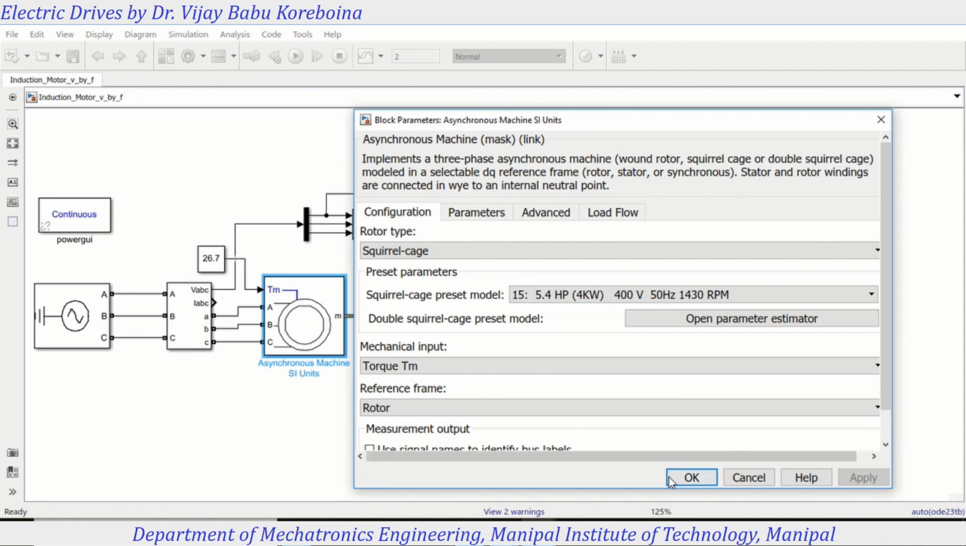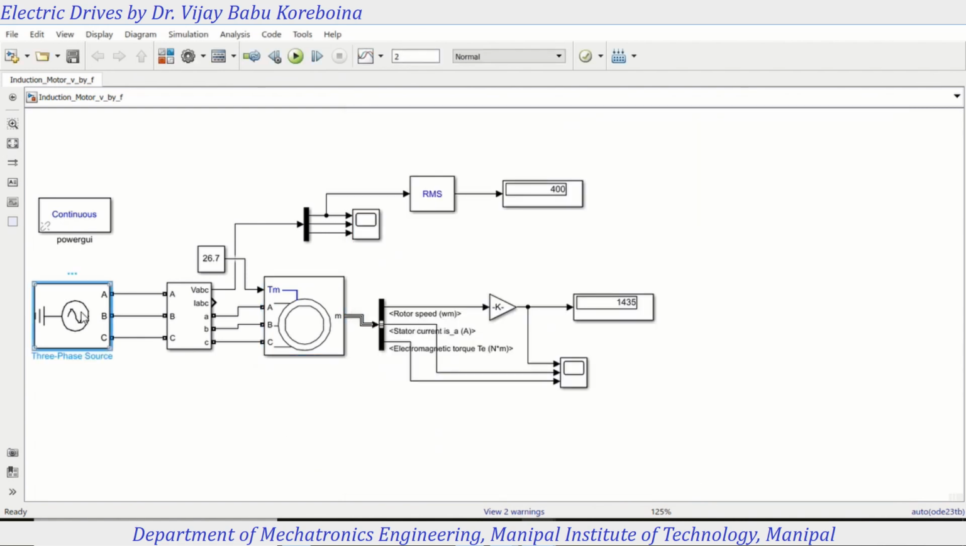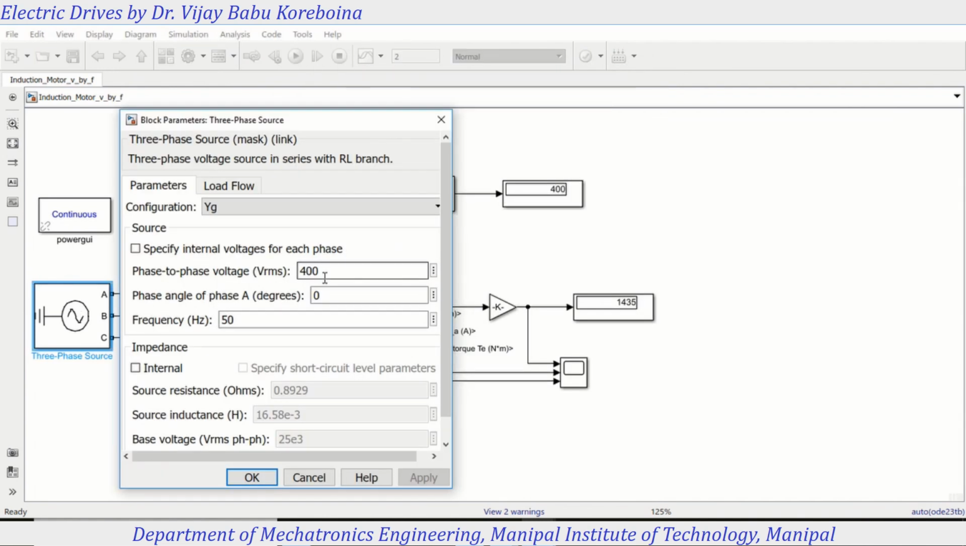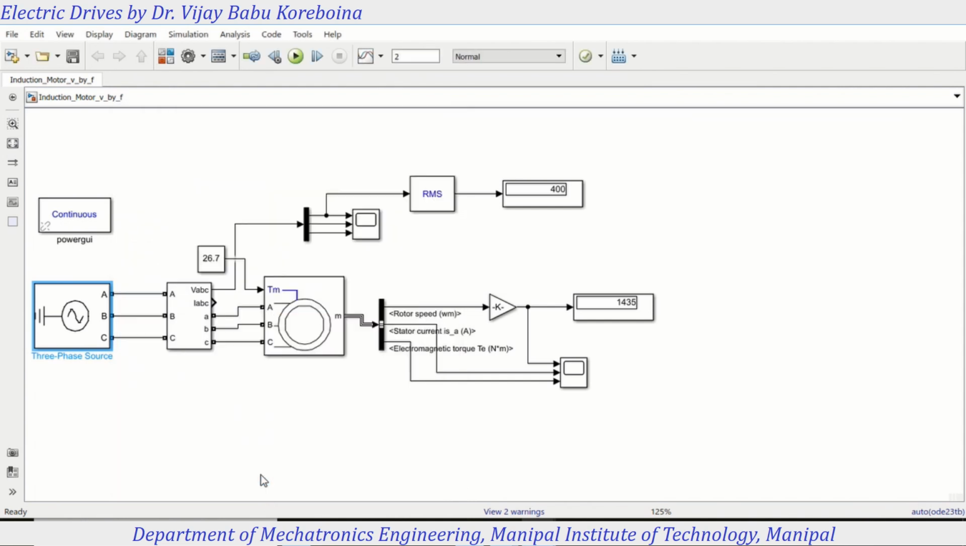Fine. So this is the example we have taken. That means if I give an AC supply with 400 volts and 50 Hertz, the motor should run around 1430 RPM, rated RPM. That's what we can run and see. Let us see what will happen. So scalar control, in the sense, I'm changing only the magnitude of the applied voltage and the frequency. So let us look at what will happen with that scalar control.